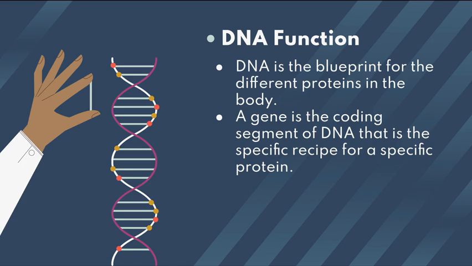To get a better idea about this, we should know that DNA has genes on it, and genes are the coding segment of DNA that is a specific recipe for a specific protein. DNA has genes, and these genes call for proteins. And these proteins are going to in turn carry out the work of the cell. The work that is done in the cell is going to lead to the characteristics that we express, or what makes us unique.